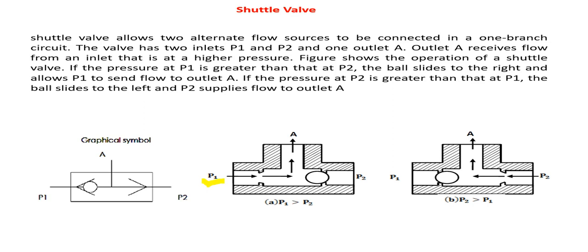Here you can see that when P1 is greater than P2, there is a ball inside this, and that ball blocks the fluid coming from P2, and the actuator will get supply only from P1. Whereas whenever P2 is greater than P1, you can see the ball shifts toward the left side, and the fluid which is coming from P2 will get supplied to the actuator.